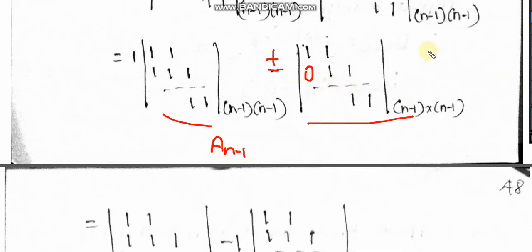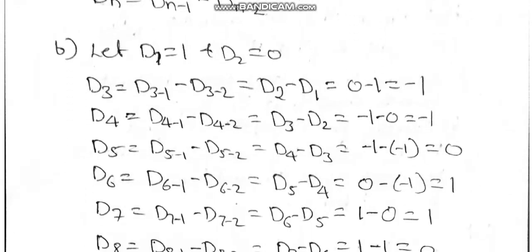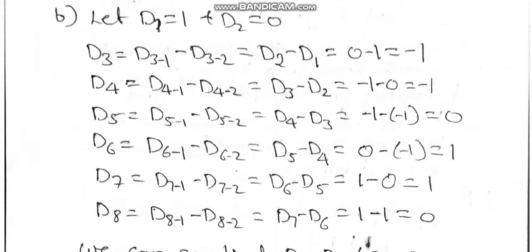So it is something like a plus, I showed you a, b, same thing. In that form it will be, just leaving that value. Again, finding the cofactor, I can write d n equals d n minus 1 minus d of n minus 2. So using this, you can find out d3, d4, d5, d6, d7, up to d8 they have asked.